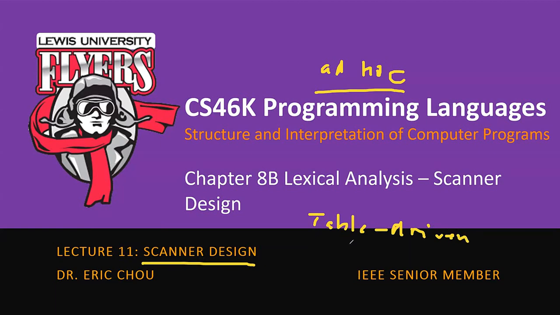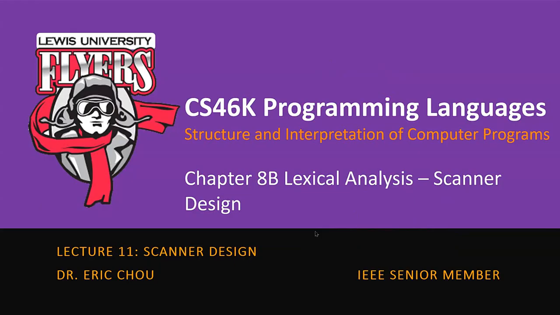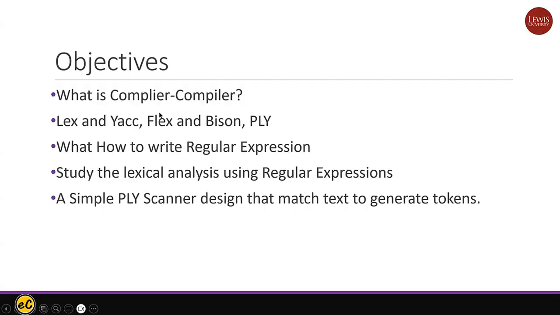or systematic way of doing it, using the so-called compiler compiler. Okay, how to generate a compiler? The automation of the generation of the compiler or the scanner part. So that's the topic. We are going to talk about what a compiler compiler is, a compiler designed to generate a compiler. Okay. This portion I have to talk about.